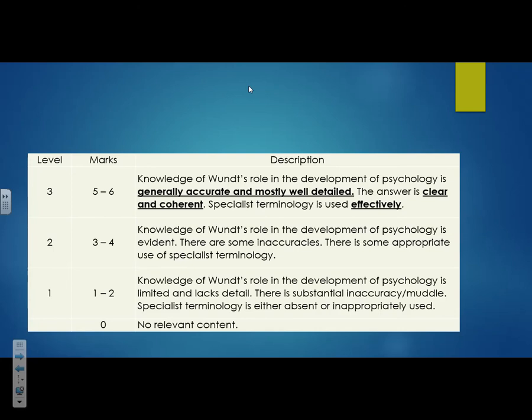The answer is clear and coherent, so structuring is really, really important. To get into the top mark in particular, you need a clear and coherent structure. It needs to make sense. You don't want to be waffling between the things. And the specialist terminology is used effectively, appropriately, or absent or inappropriately. So to get into the second band you have to use specialist terminology. To get into the third band you need to use it well. So always use your terminology. If you're fed up with me badgering you about terminology, giving you clues like this is the first letter, think carefully about it, that is because you must have terminology to get to the higher marks. Okay?